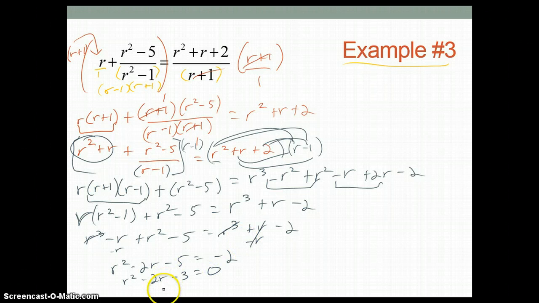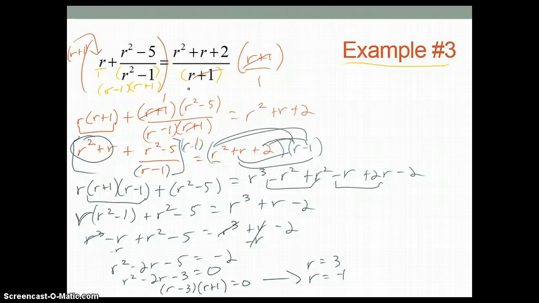Now we have to factor. So when we factor, we end up getting r minus 3 and r plus 1. So we know that r is equal to 3 and r is equal to negative 1. At this point, we want to plug both of these values back in to check. I will allow you to do that on your own, and please bring that into class to show.